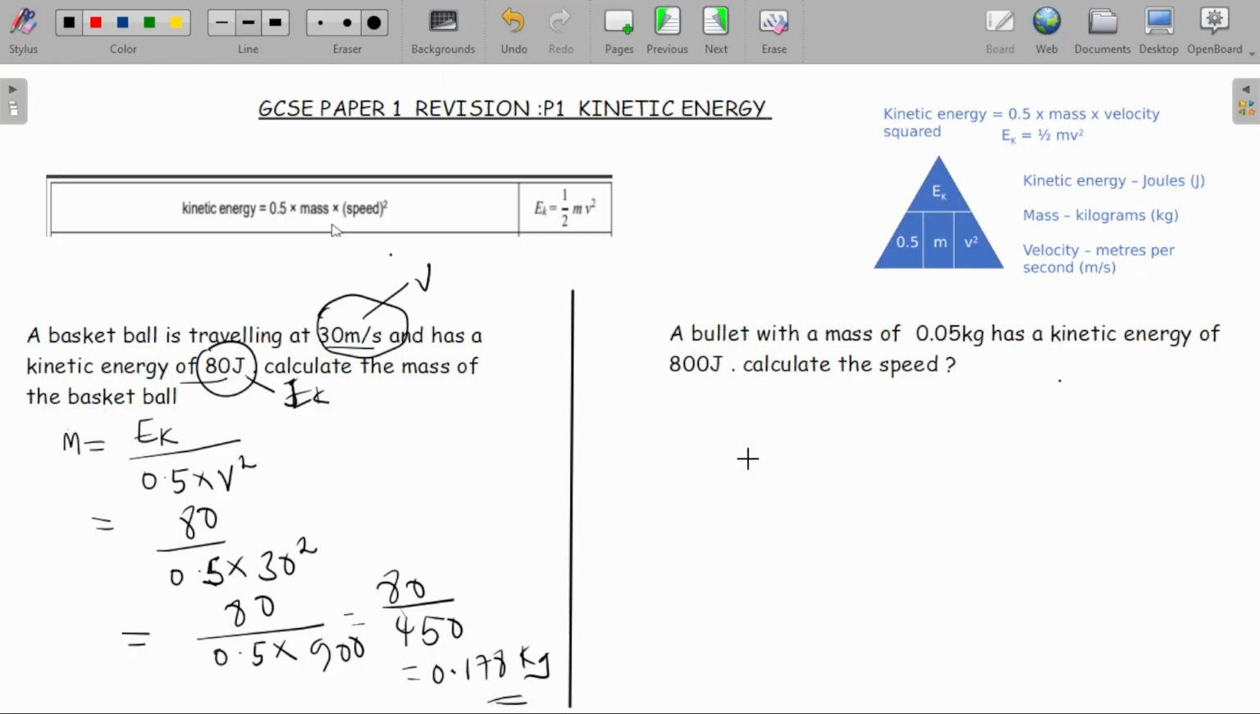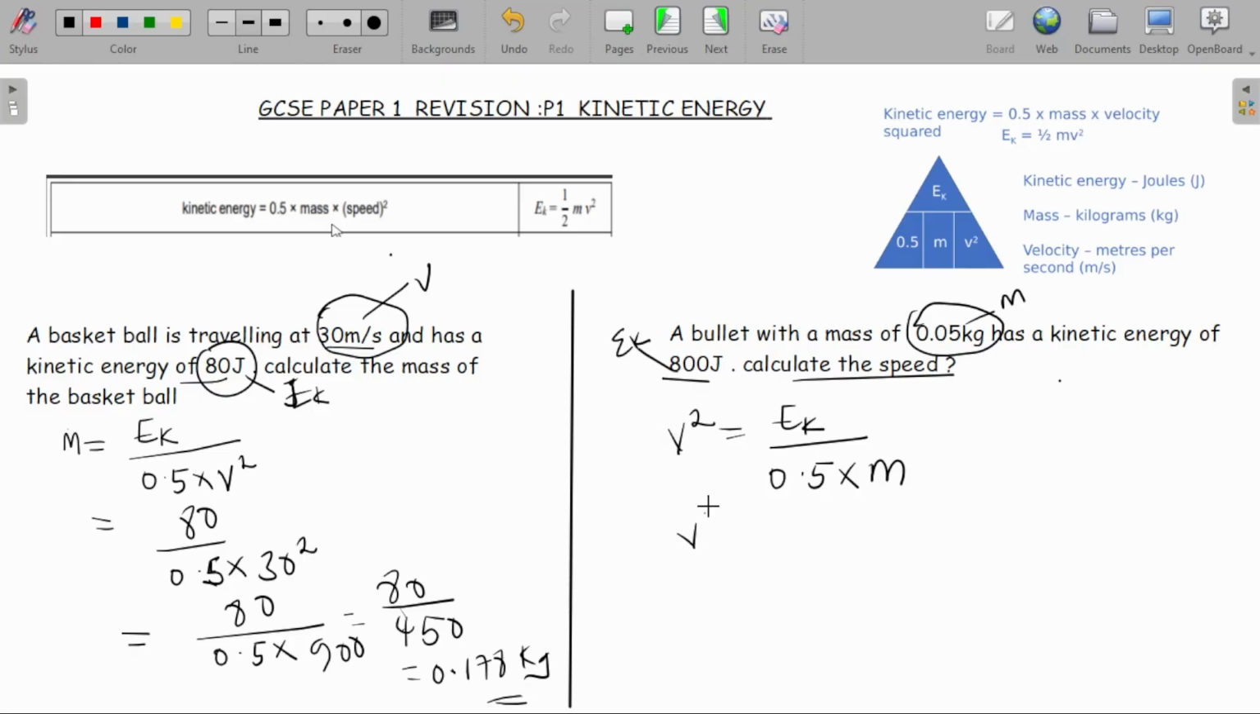So for the bullet of mass 0.05 kilograms and kinetic energy of 800 joules, we're required to find the speed. For this question, we are also required to rearrange the equation, and that's where the triangle comes in once again. This time we're going to cover the speed on the triangle. So speed squared is equal to the kinetic energy divided by 0.5 multiplied by the mass. The mass is given as 0.05. The energy is given as 800 joules.